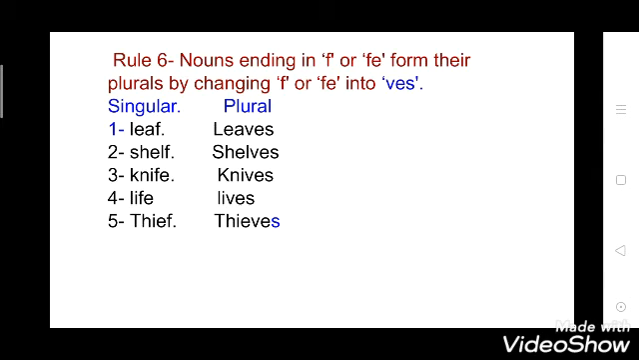Now see the first example, leaf. Here spelling of leaf is L-E-A-F. So here last letter is f, so you will drop this f and you will add here ves, so that it becomes leaves. Now see the second one, self. Here you have to drop f and add ves, then it will become selves in a plural form. Knife, knives. Life, lives. Thief, thieves. So you are here adding ves.